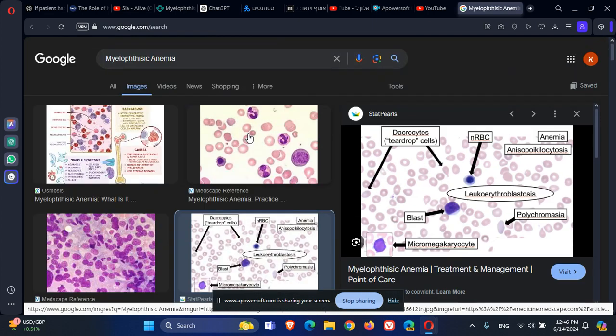So this is the infiltrative disease of myelophthisic anemia that causes anemia.